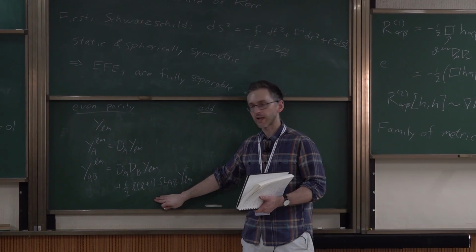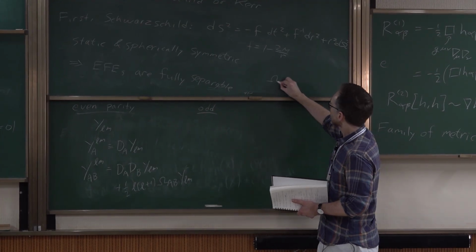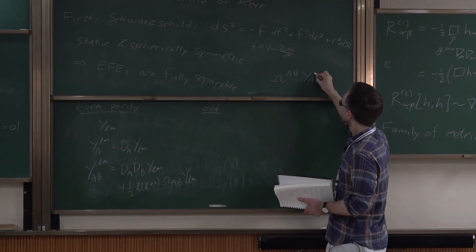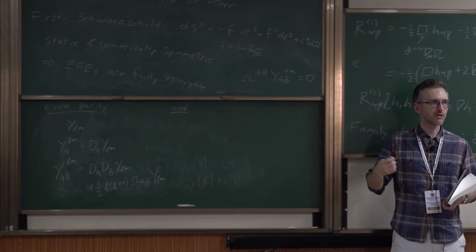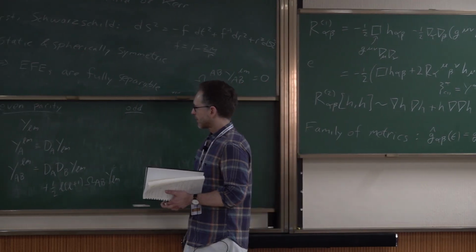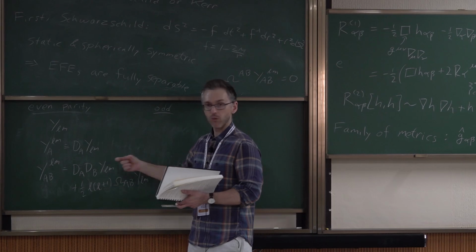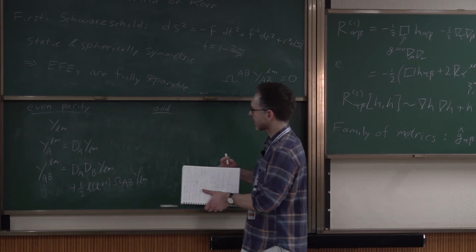The reason to include the second term here is that it makes it so that omega^AB Y_AB is equal to 0. So this is trace-free with respect to the unit 2-sphere metric. And you can show that using just the eigenvalue equation for the Y_LMs. Actually, I'll write that down in a second.